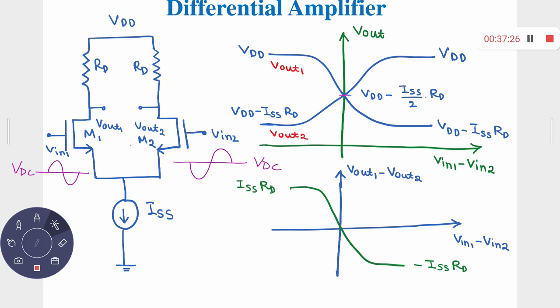Can you remember what the fluctuation was for your BJT case? Almost the same. There also you have these three extreme conditions: Vin1 equal to Vin2, Vin1 much, much greater than Vin2, and Vin1 much, much less than Vin2. One case, V1 equal to V2, the DC condition. Second case, V1 much, much greater than V2. And the last case, V1 much, much less than V2. But the fluctuation from VDD to VDD minus ISS RT, obviously the same fluctuation, because they are symmetric in nature.